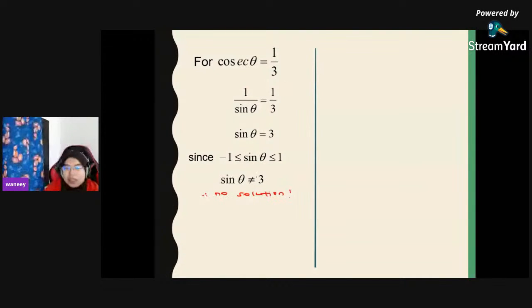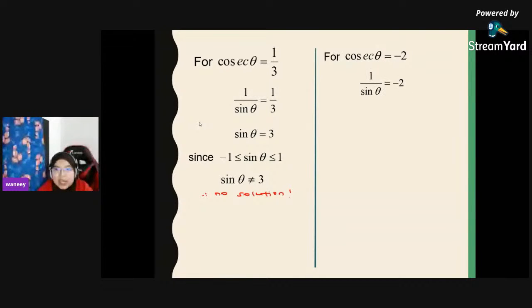Okay, so no solution for this. So we got to refer to the second one where we have cosecant theta is equal to -2. So again, cosecant theta is 1 over sine. So 1 over sine theta is equal to -2. So bring the sine up, -2 down. So we have sine theta equal to -1 over 2. Okay, so now we got to solve them. Obviously, you need to find out what is the principal angle first, arc sine of 1 over 2.